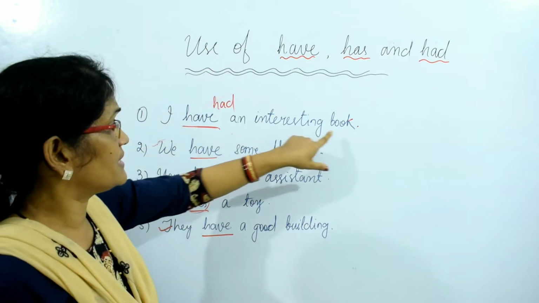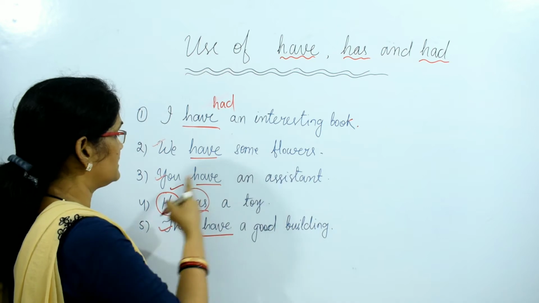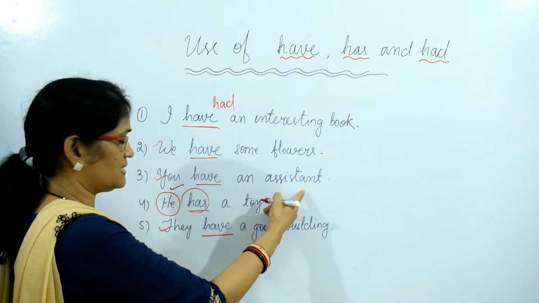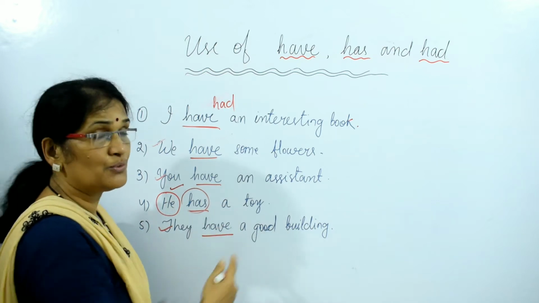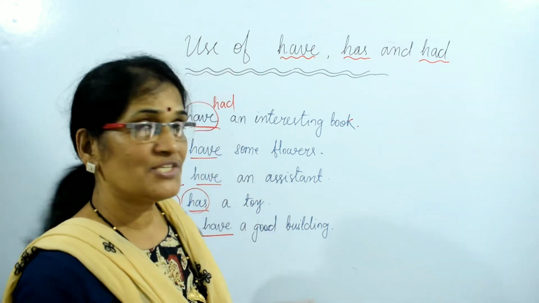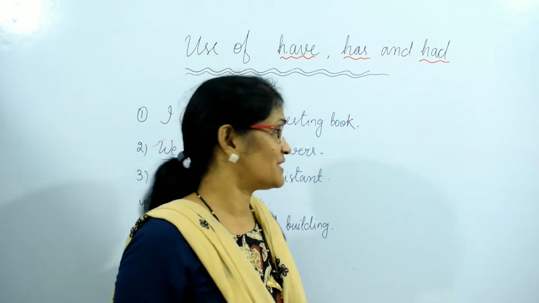I had an interesting book. We had some flowers. You had an assistant. He had a toy. They had a good building. But there is not any restriction for had. It agrees with all kinds of subjects.